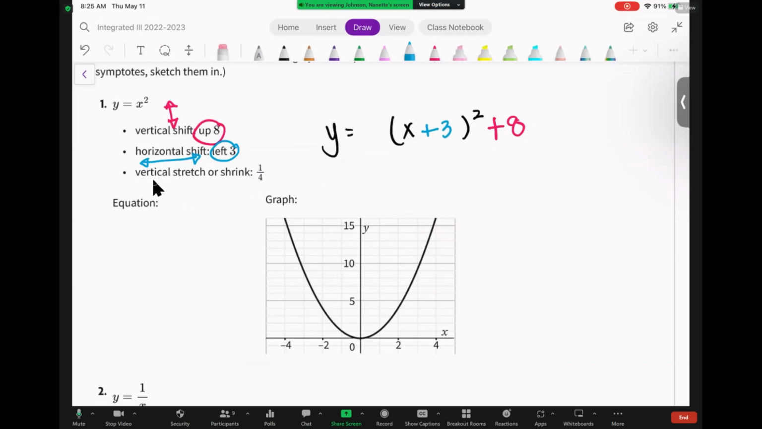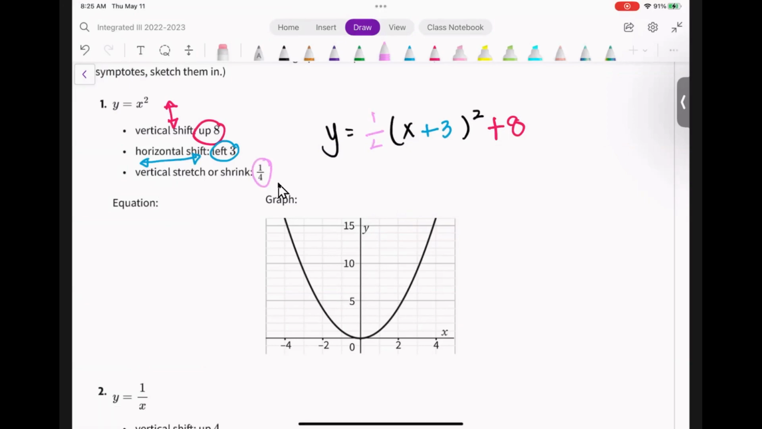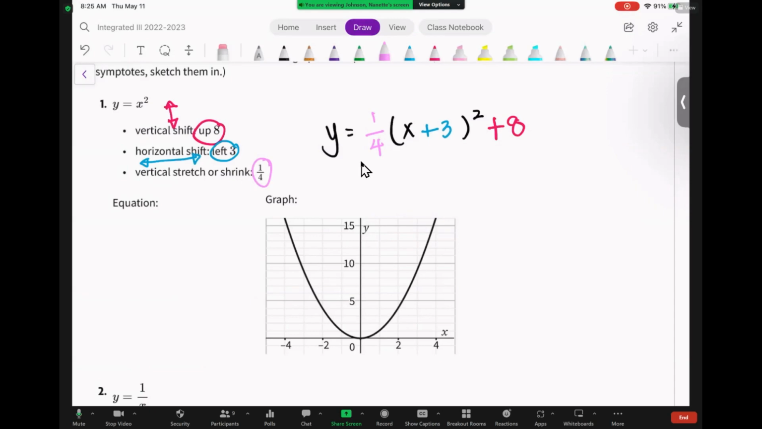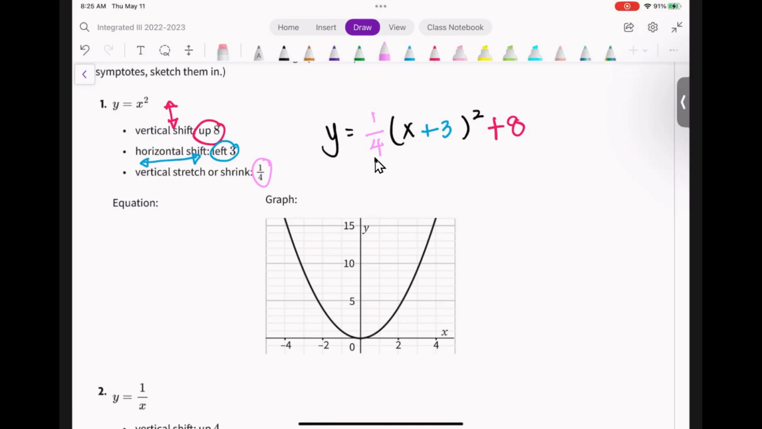Last but not least, we're going to vertically stretch or shrink this 1/4. So we're going to take this number here and we're going to put it as a multiplier. Some of you guys will remember this guy is now called our amplitude for sine and cosine, but he's basically our multiplier. Okay. And he basically takes my graph and either stretches it vertically, or I don't think about shrinking, I think about squishing. Squishing it. So this one's going to be a squish because it's 1/4.